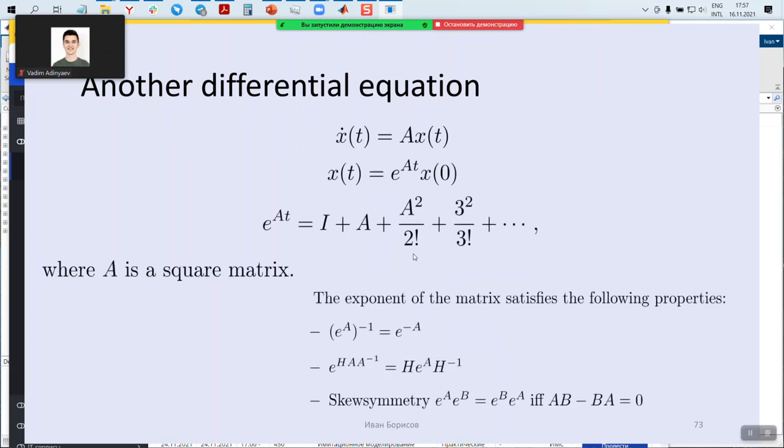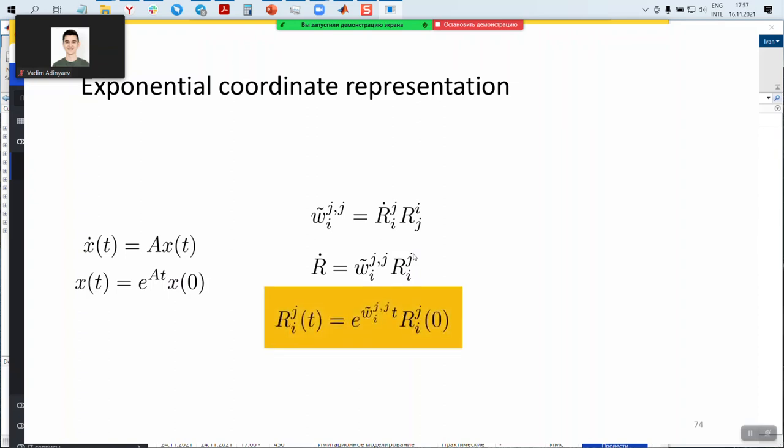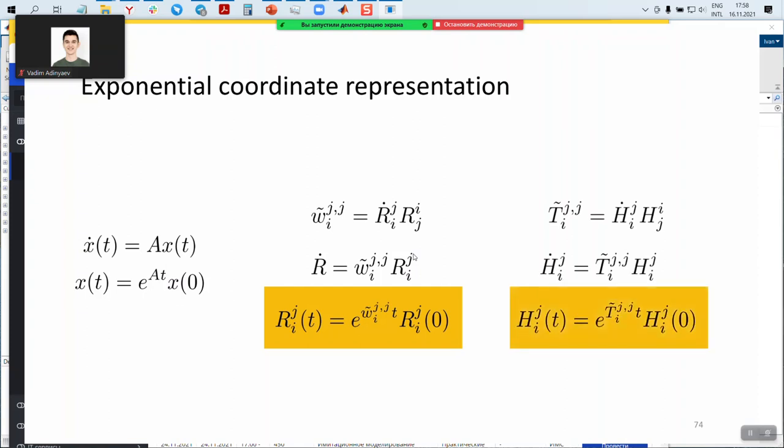From here, you can see some properties. The trick is that the angular velocity we just derived equals R dot times R transpose. So we can rewrite it in this form, and you can see that it is very much like a differential equation, and we can also solve it and get that the rotation matrix equals the exponent of the skew-symmetric angular velocity times the angle. Great, right? And the same trick goes for homogeneous transformation matrices as well.